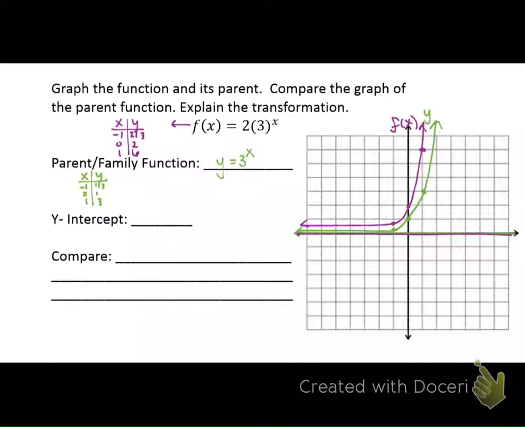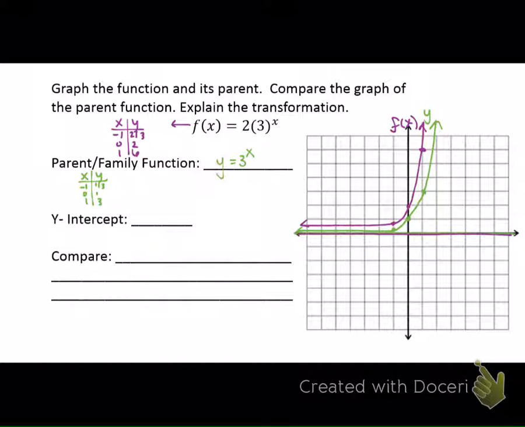So this is the parent. Before we talk about the y-intercept, we're going to compare. What do you notice from the parent, so from the green one to the purple one? What is happening with all the y values? They're being what? Yeah, multiplied by 2. So the asymptote remains the same, but all the y values are being multiplied by 2. You can see that. 1/3 times 2 is 2/3. 1 times 2 is 2. 3 times 2 is 6.